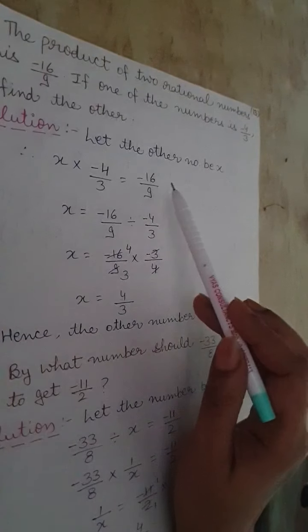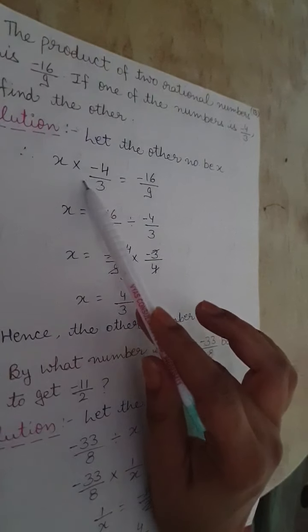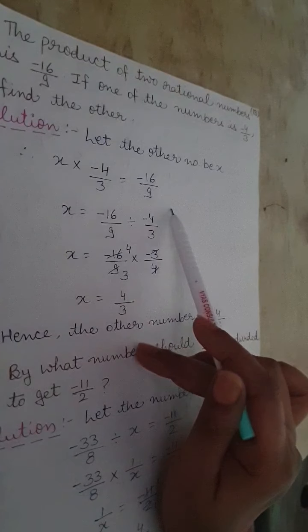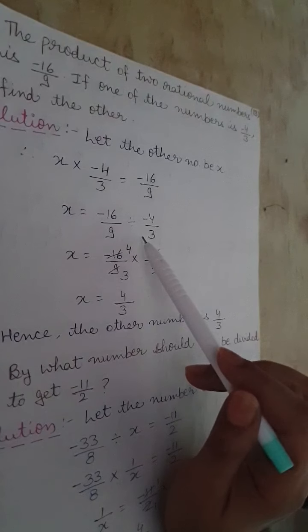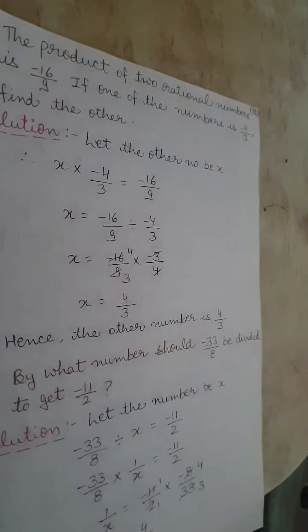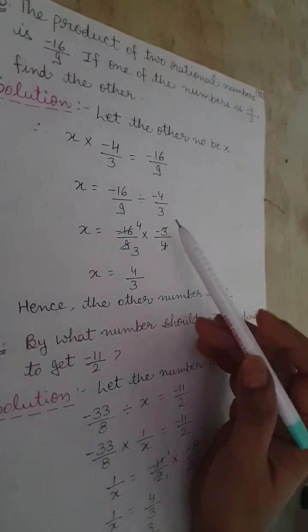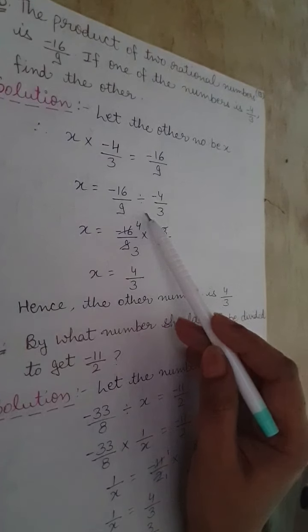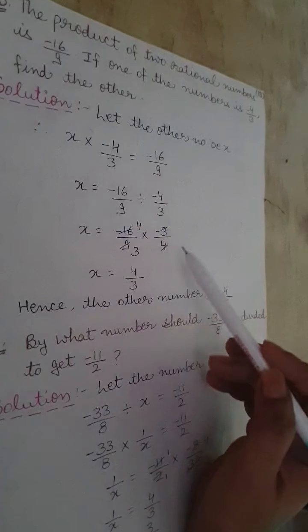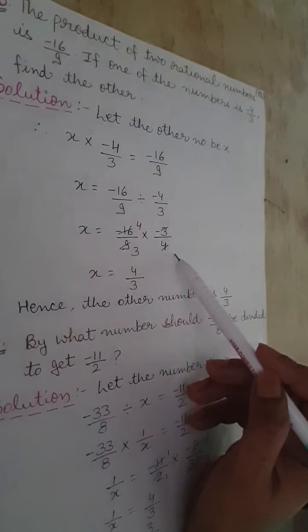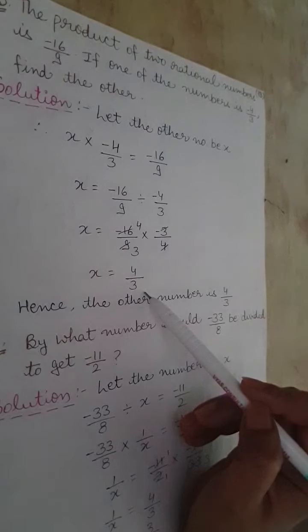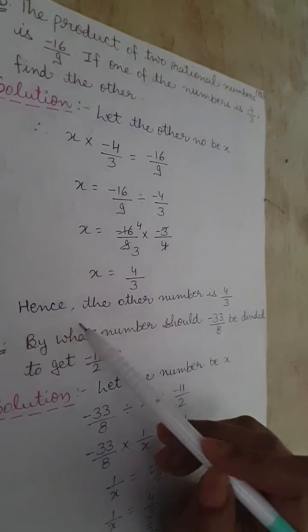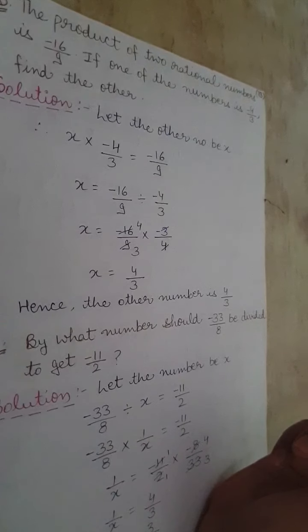Fine. So x is equal to -16/9 when it shifts from LHS to RHS. जब ये LHS से RHS में shift होगा then the multiply sign is converted into division sign. जो multiplication sign है वो किस में convert हो जाएगा? Division sign में. ठीक है. Now the same procedure: convert division sign into multiplication and take its reciprocal. After that simplify it and what will be the answer? The answer will be 4/3. Fine. So the other number is 4/3. That is our answer.